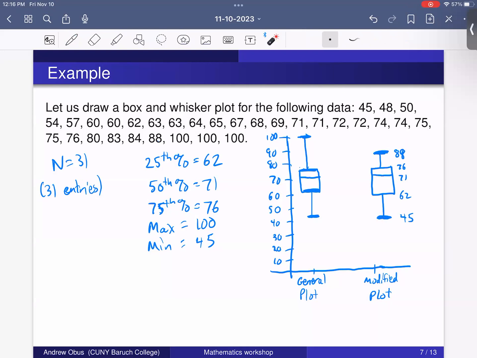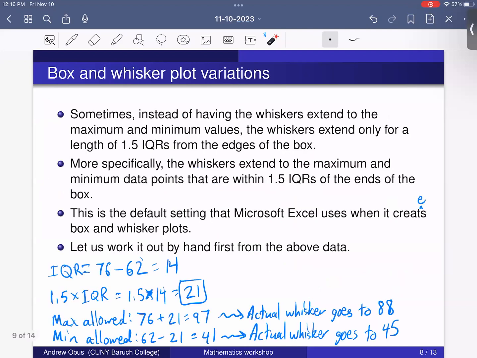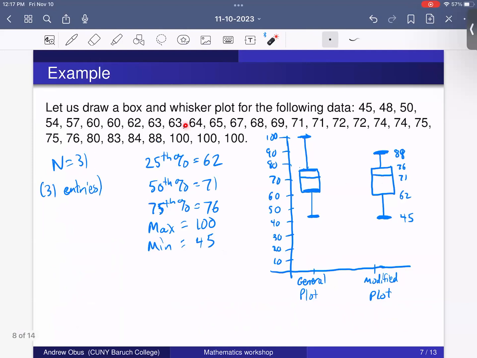It only goes up to 1.5 interquartile ranges from the 75th percentile, and only down 1.5 interquartile ranges from the 25th percentile. Okay, so just to recall this, you have to calculate the interquartile range, multiply it by 1.5, and this gives you kind of an upper bound and a lower bound on which data points you're allowed to consider. And then you do your box and whisker plot, but you don't consider data points that are outside these bounds. So we only consider things between 41 and 97, which means that these 100s over here get eliminated when you do this variant of the box and whisker plot.